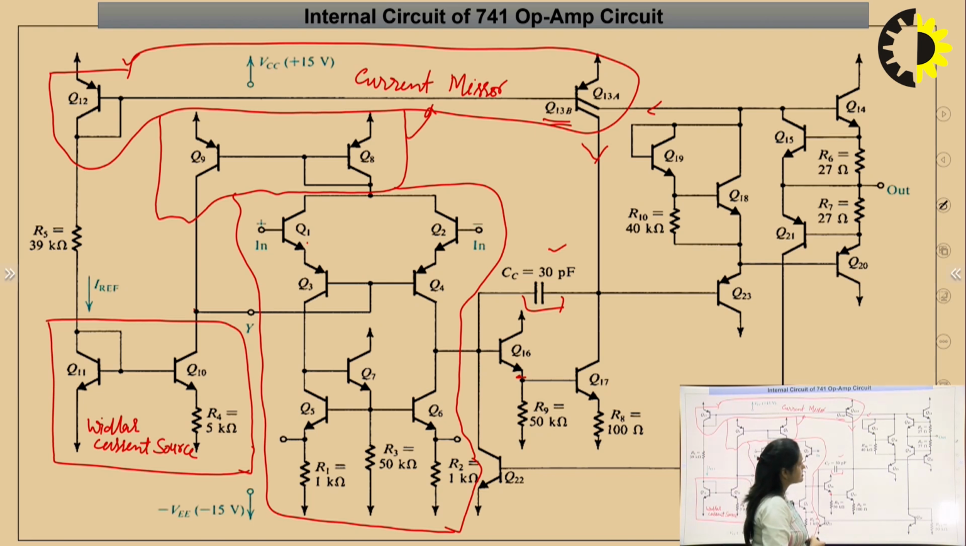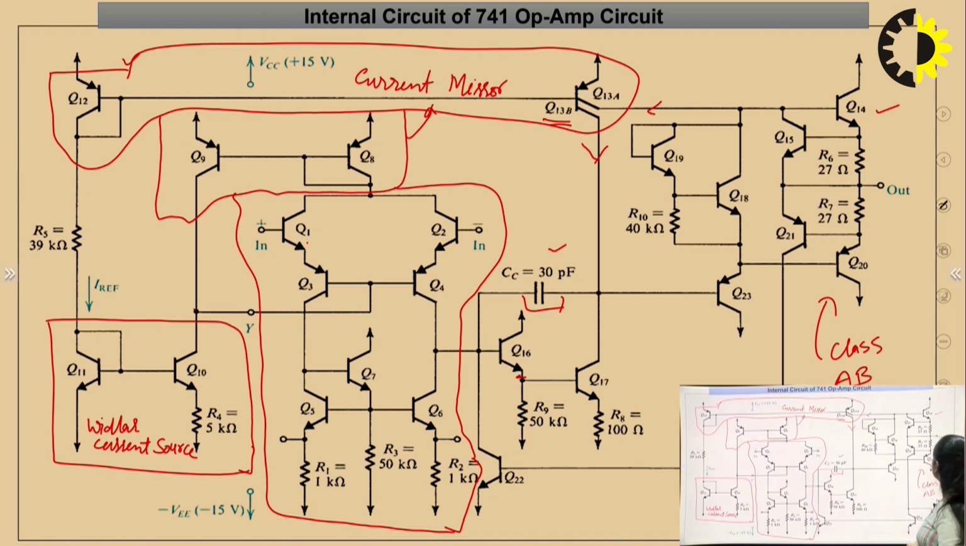Then next is the output stage, and I have already told you the output is a power amplifier, and this power amplifier is designed using the class AB amplifier. So, for the class AB amplifier, the transistors Q14 and Q20 are used. Transistors Q14 and Q20 are the power amplifier transistors, that is the output stage, and the current for the output stage is provided by Q13A, which is forming a current mirror with Q12.